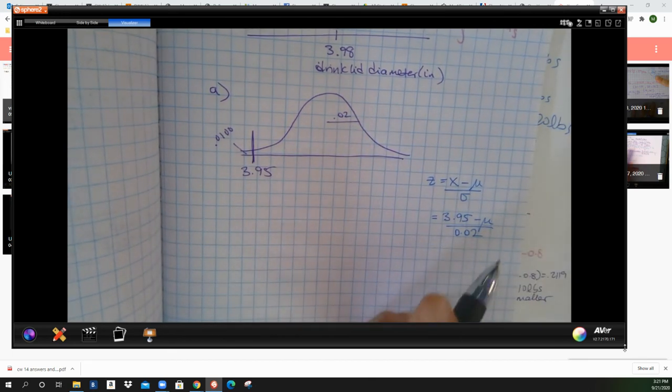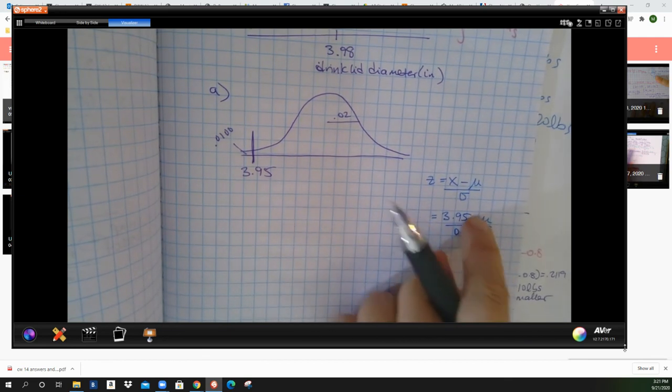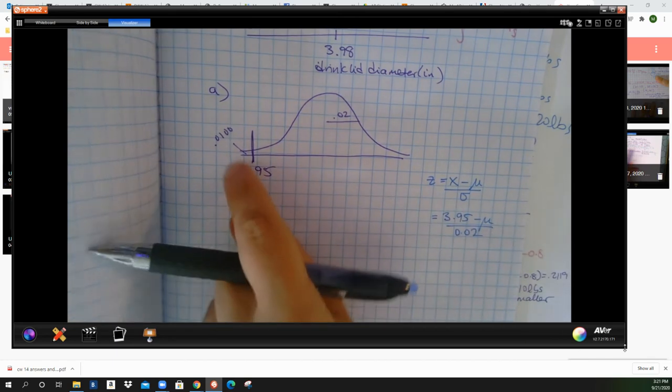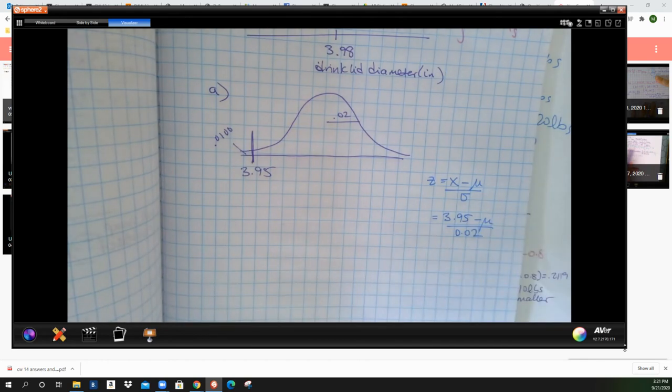And then to make this problem actually go, all you need is a z-score, right? So I need this number, so I only have one unknown. And the way I'm going to do that is I'm going to look up what the z-score is of something at the first percentile.